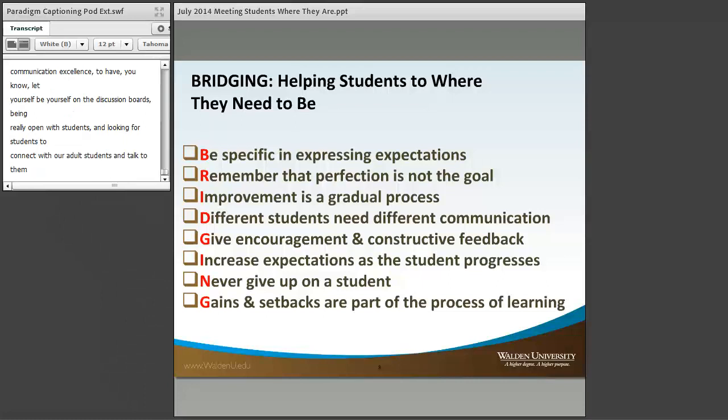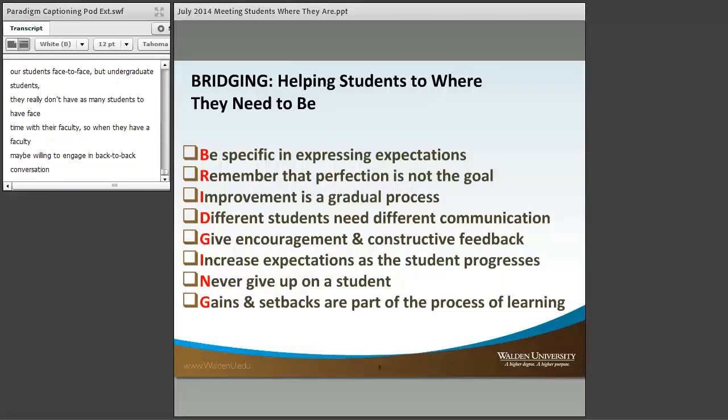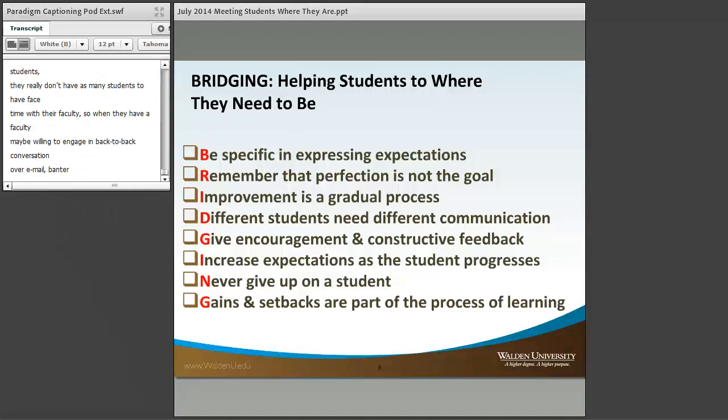Anybody in residencies knows what a delight it is to actually get to meet our students face to face. But undergraduate students really don't have as many opportunities to get face time with their faculty. And so when they have a faculty member who's willing to engage in some back-and-forth conversation with them over email, banter about a sports team, or just an exchange about parenting, that's what we really mean.